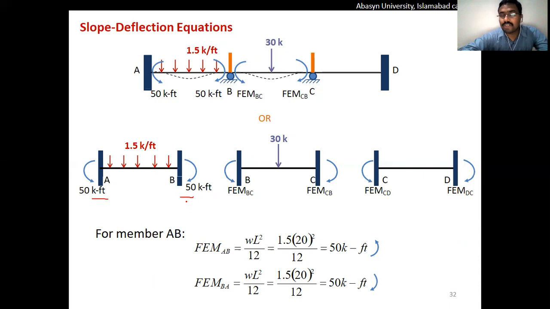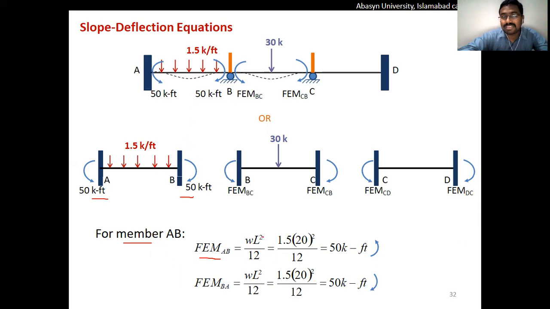You can easily find it on Google, and it is also available on the last page of the structural analysis book as well. From there, you can find the value of the fixed end moment when we have a uniformly distributed loading over the entire span of the beam. Its formula is WL square by 12, where W is the uniform loading, which is 1.5 here, and L is the length of the span, which is 20 feet.